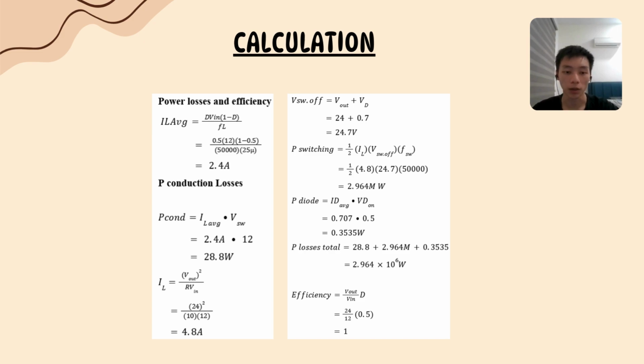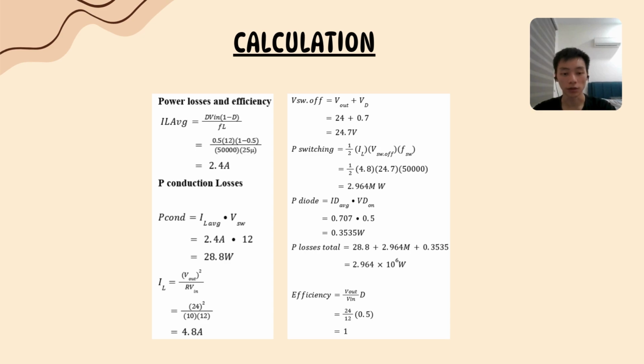After that, we can find out the power switching. The power switching is equal to 0.5 times switching inductance current times switching off voltage times switching frequency. So we get the power switching is equal to 2.964 megawatt. And the power diode for our project is 0.3535 watt. So to find out the total power losses, we total up the power conduction losses, power switching, and power diode, and we get 2.964 megawatt.